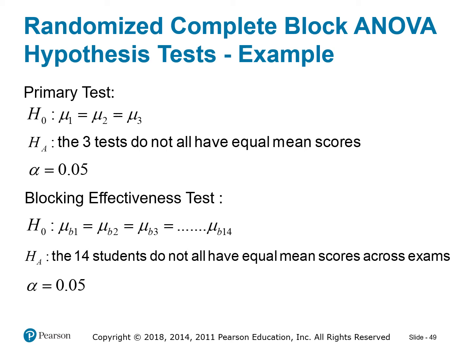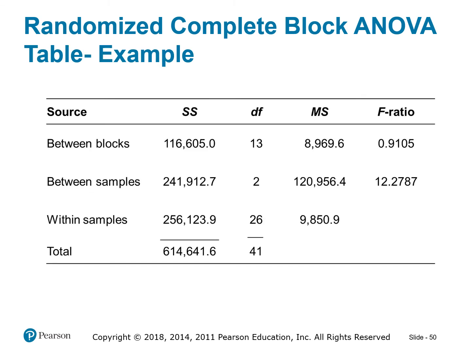Anyway, so I've got my primary tests. The 3 tests do not all have equal mean scores. The 14 students do not all have equal mean scores across the exams. So I got my 14 students are not the same. Woohoo! So then I look at my F's. This is what's interesting. Oh yeah, there's a small F, so that's probably not going to be rejected. And then I've got a big F right there, so it looks like that is going to be rejected. So that's interesting about this test.